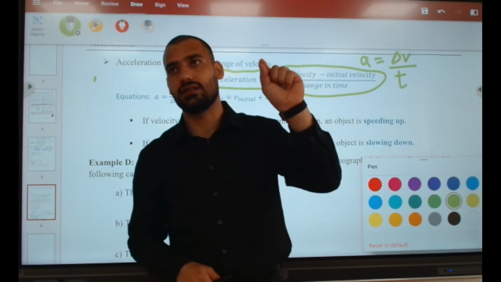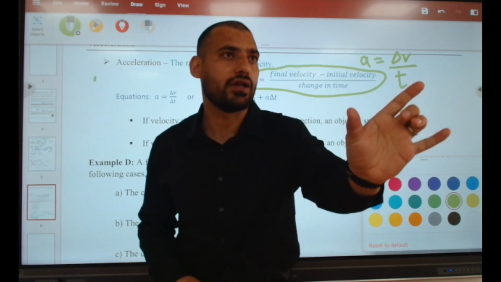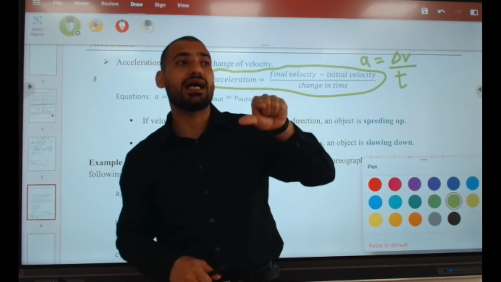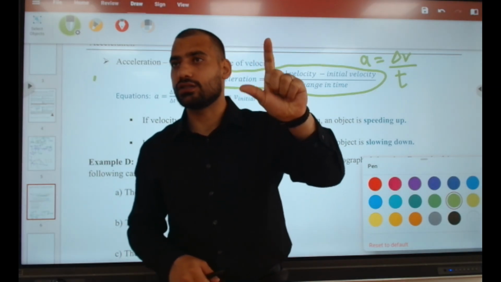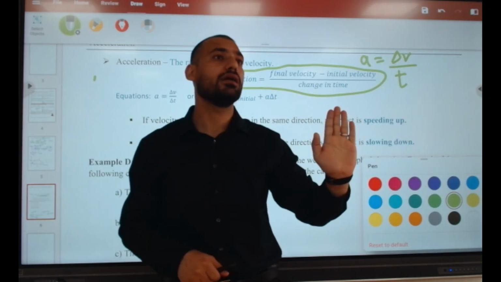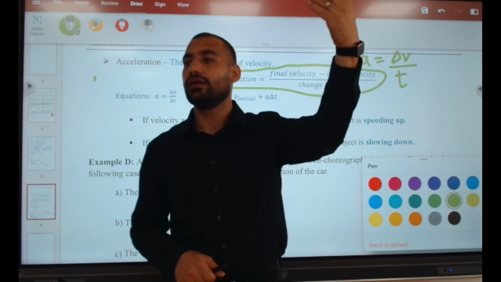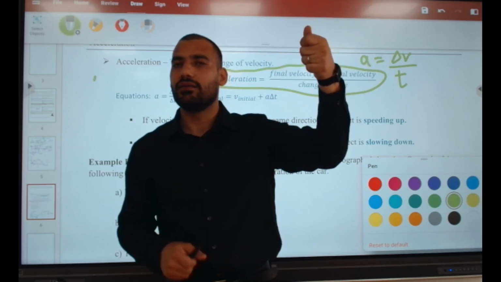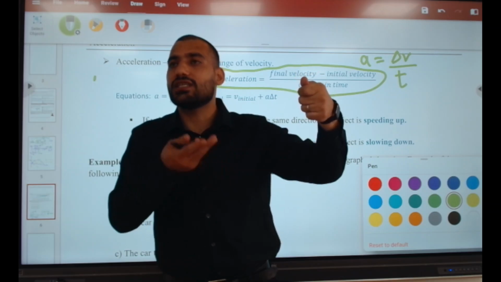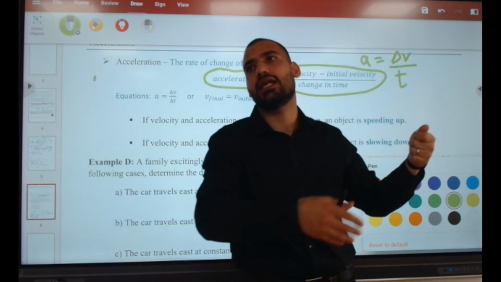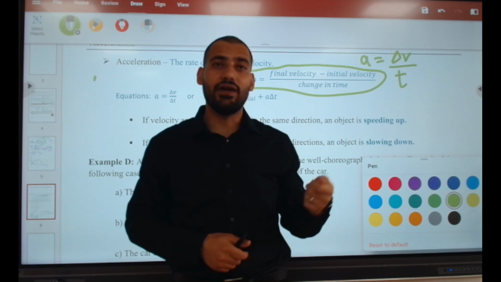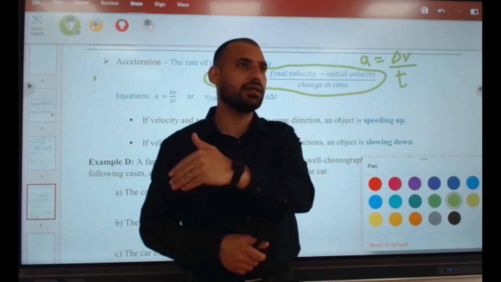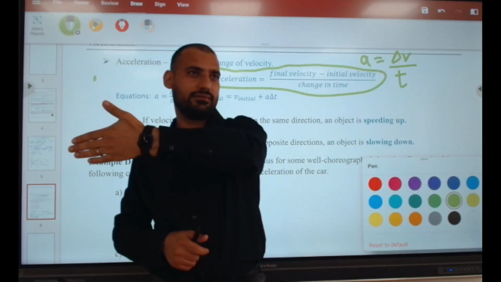Most of the students say this. You should say change in velocity. The direction of acceleration is same as that of change in velocity. Not of velocity, but what? Change of velocity. Now, that is the reason when you speed up, so the speed is increasing, when the speed is increasing, acceleration will be along the direction of velocity. When you are reducing your speed, the change is negative, isn't it? That is why it's against.